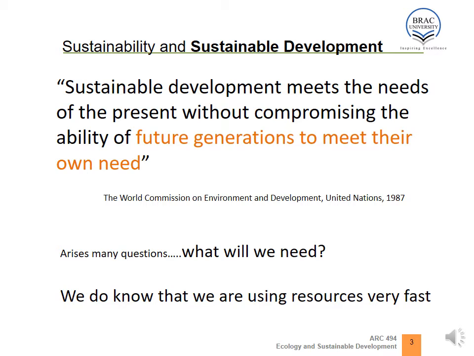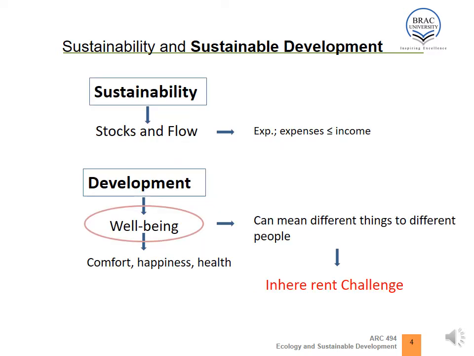And we know that the resource use is very fast, so we are running out of resources from this world. So what would be the situation then? Understanding sustainability in economic terms is a kind of stock and flow. That means the thing you have in your hand should be more than the expenses you are making. So income has to be much more than the expenses you are making in terms of economic sustainability.